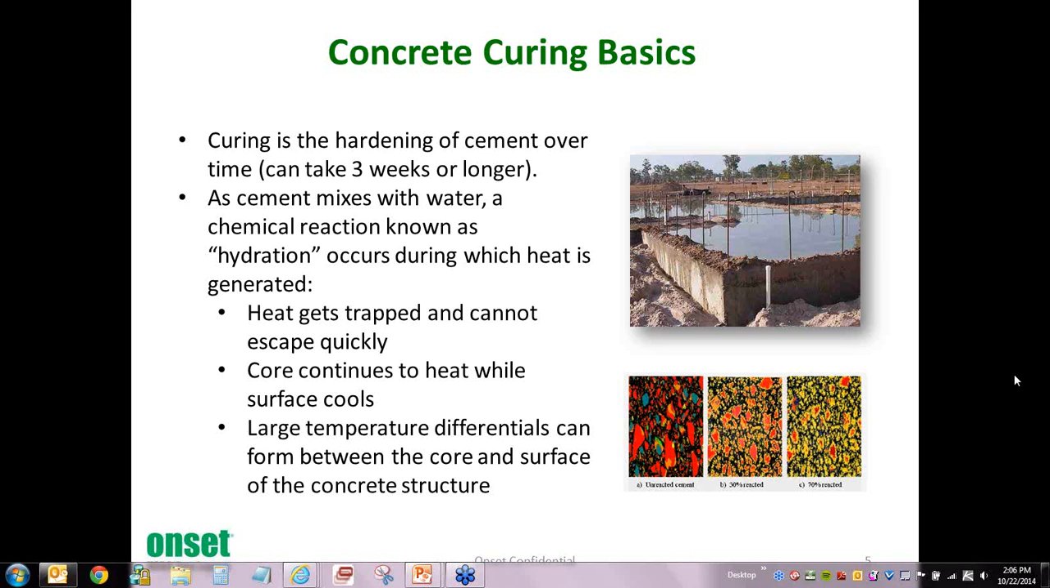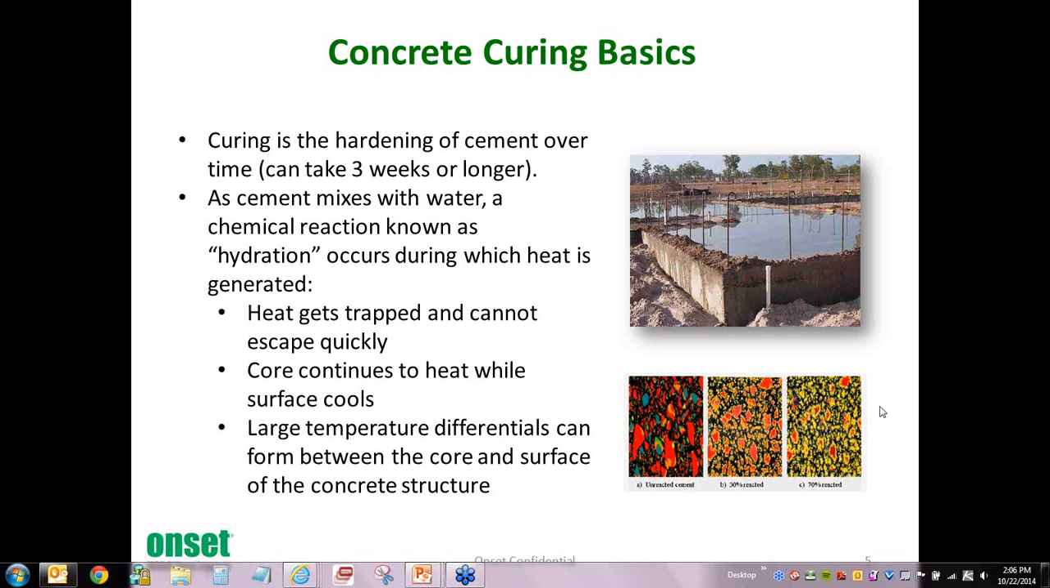Curing is a hardening of cement over time. The American Concrete Institute recommends a minimum curing period which allows the concrete to reach 70% of the specified strength. This can take 3 weeks or longer. There are various factors that affect the curing time. These can include the mixture proportions used, the specified design strength, the size and shape of the concrete member, the type of cement used, for example, ASTM C150, type 1, 2, 3, or 4, and any admixtures which were possibly included.